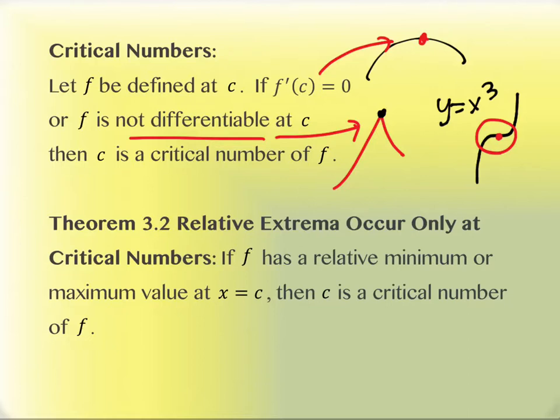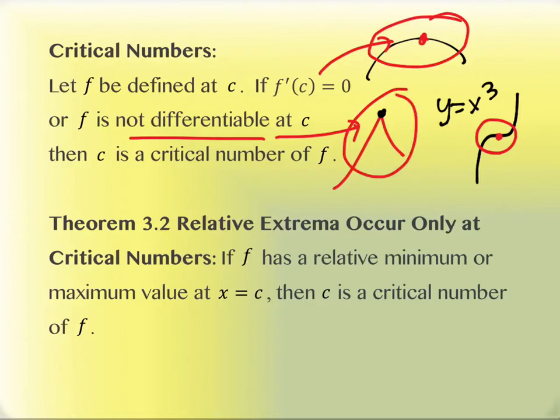So sometimes they'll achieve maximum or minimum status and sometimes they won't. And we'll talk about how we make that decision in a moment. But just because it's a critical number doesn't mean it has to be a maximum or minimum. It just means that it might be. So relative extrema occur only at critical numbers: if f has a relative minimum or maximum value at x equals c, it will be a critical point.